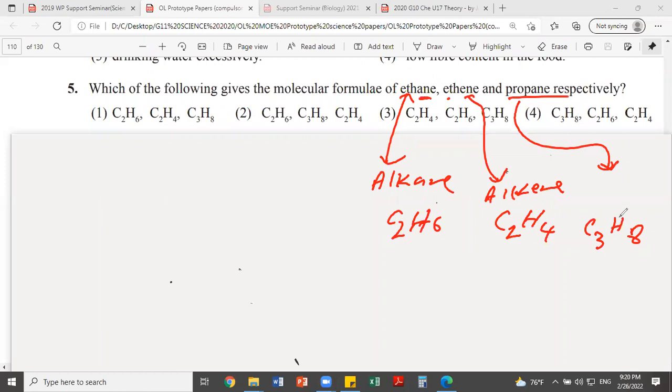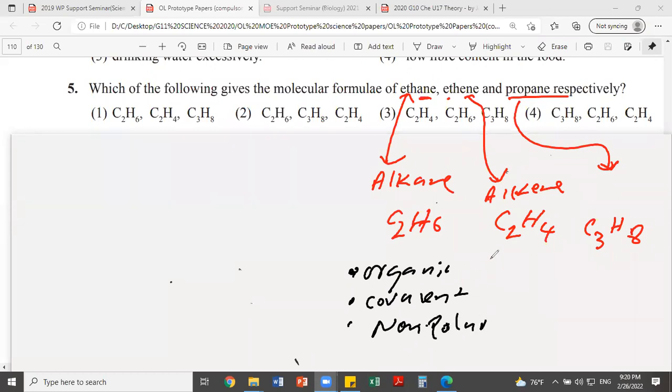All these are hydrocarbons, all these are organic, all these are non-polar, all these are covalent, all these are insoluble in water, all these are fuel, all these are combustible. What are the common things about alkane and alkene? Common to both: all are organic. Can you all please write here? Both alkane and alkene, any hydrocarbon: organic, covalent, non-polar, insoluble in water, combustible, that means can be used as fuel.